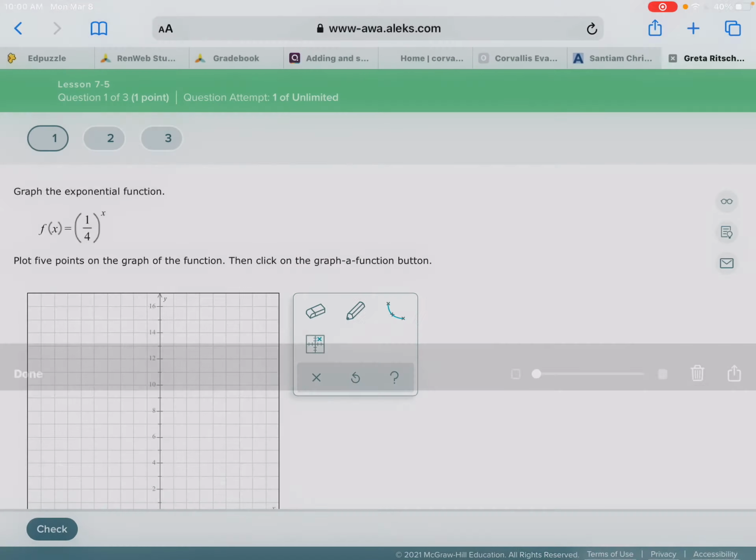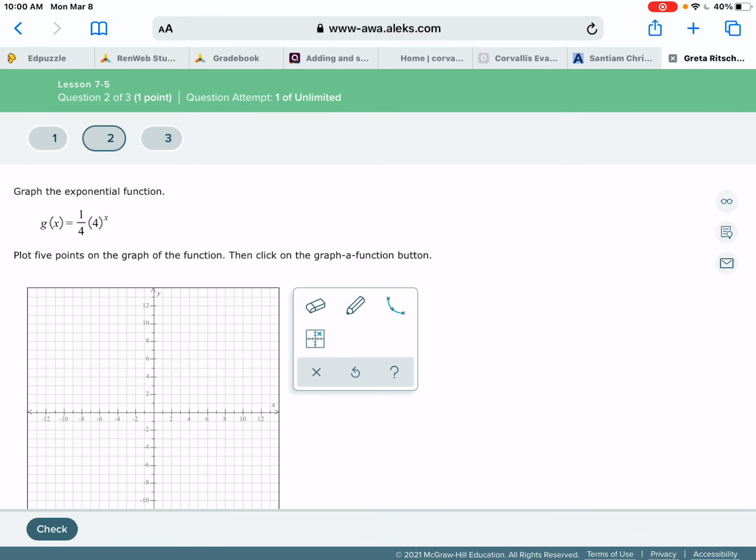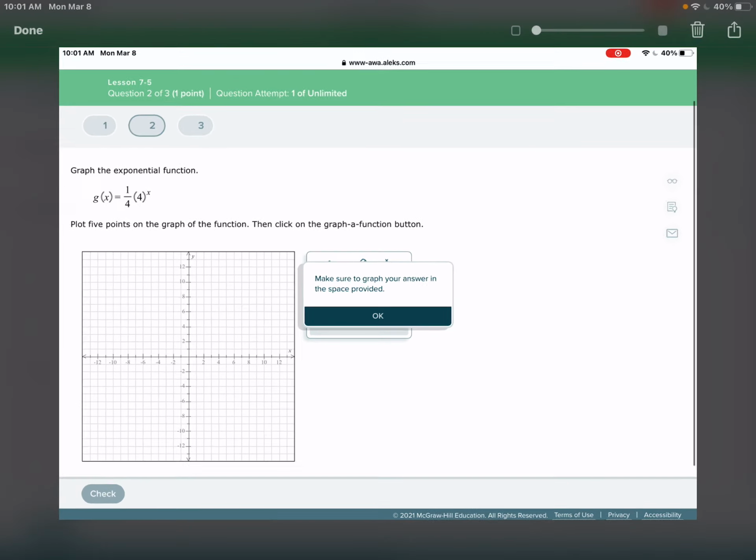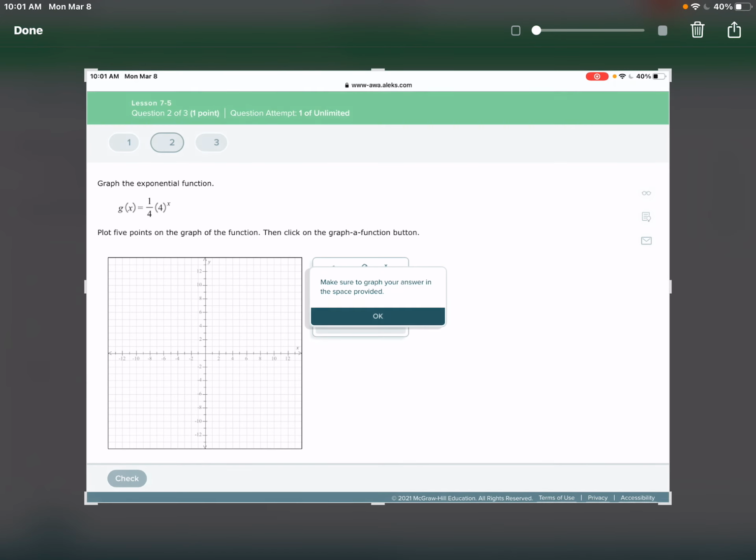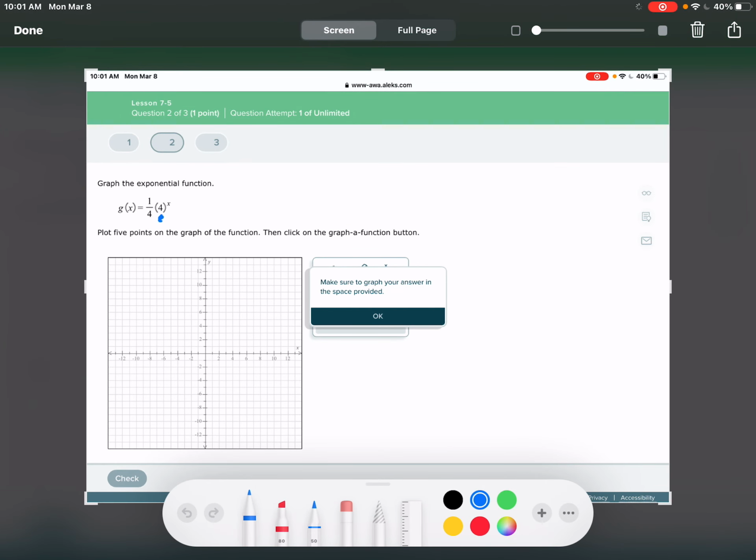All right, so let's look at the second one. The second one has a little more going on in the equation. This is our growth factor. 4 is our growth factor, so we know it's greater than 1. We're growing, but my starting amount is only 1/4, so it starts out actually pretty small.